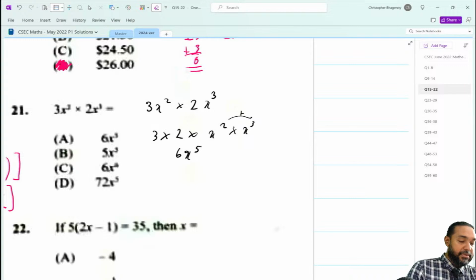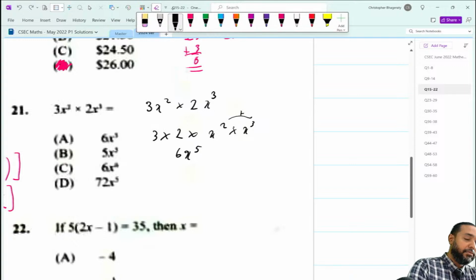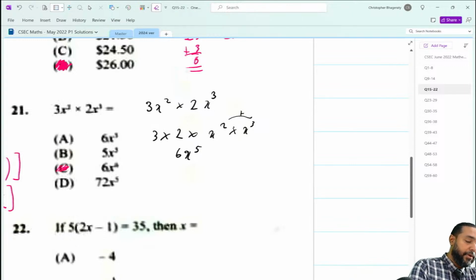I'm going to guess. See, looking like I'm really not sure now. Actually, A looks better. B looks like 6x to the power 4. So no, 6x cubed is A.